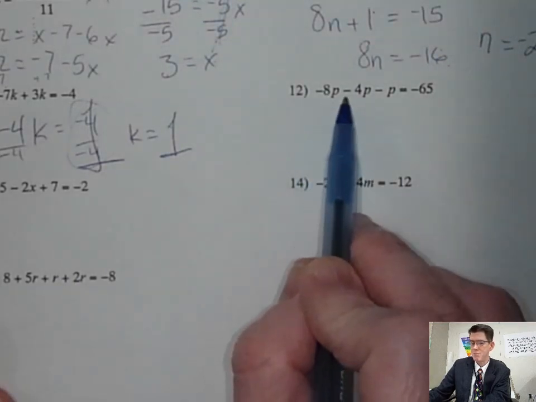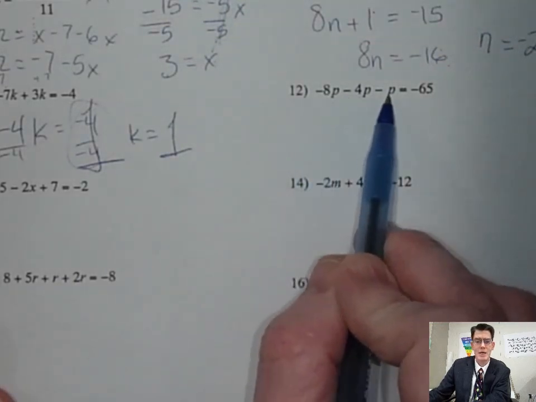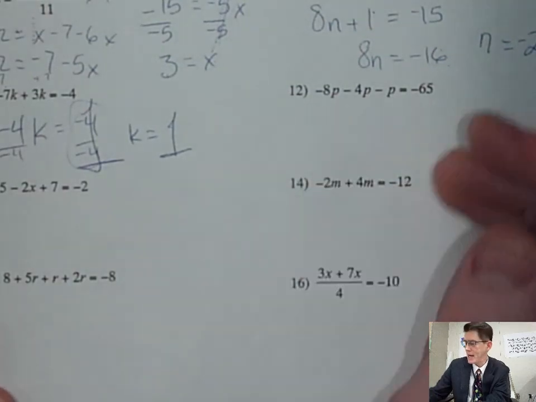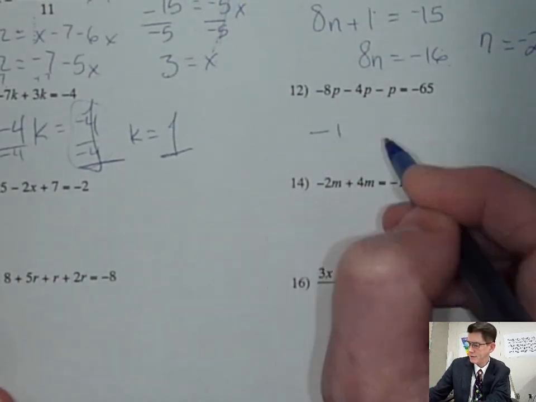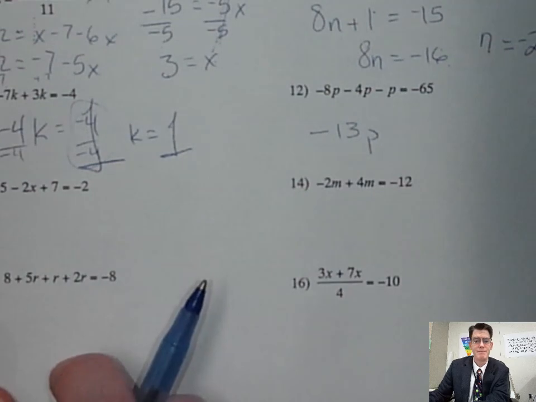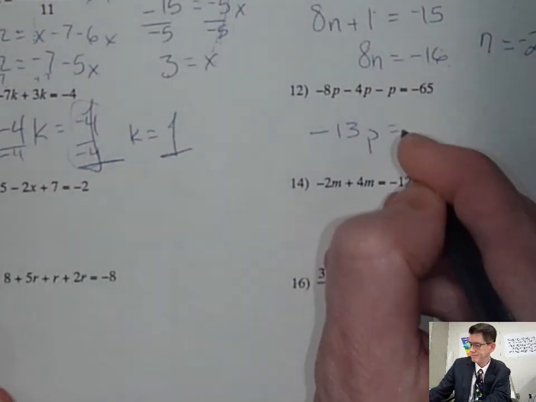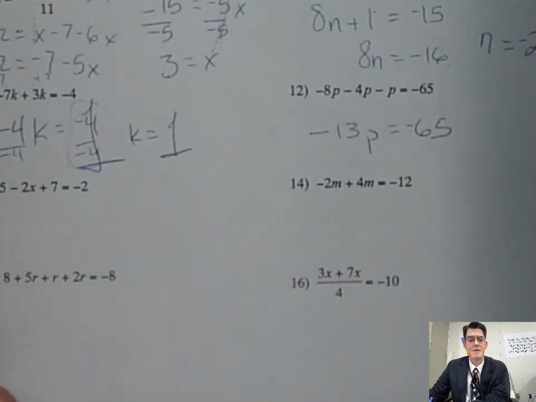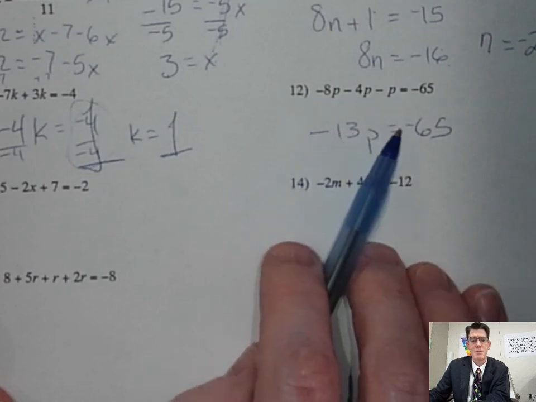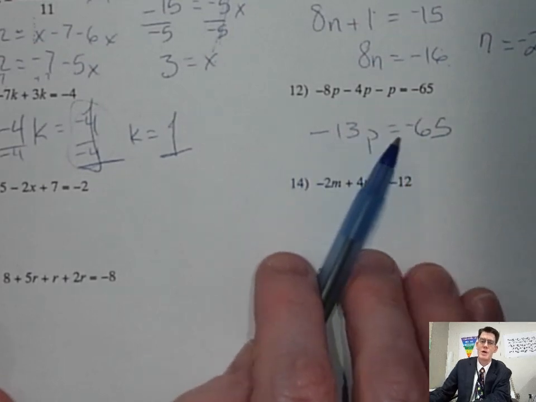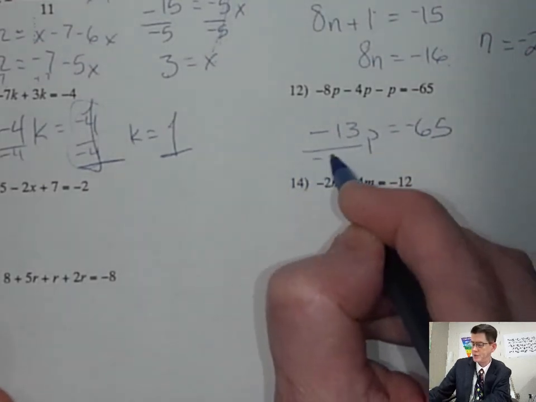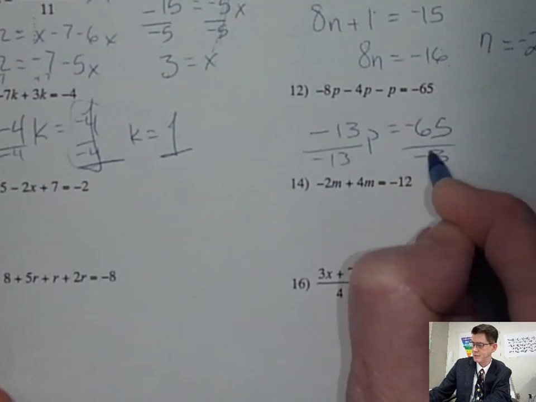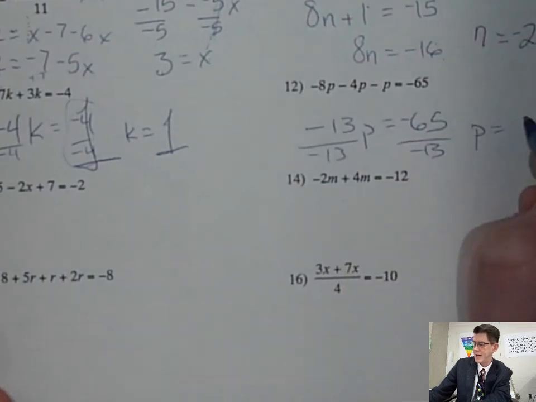Negative 8 p's, minus 4 p's, minus p, that's a lot of p. We got negative 13 of them is negative 65. If you know your times tables, you might already have an answer there because it's right after the 12. But divide by negative 13 on both sides. And now you know that p is 5.